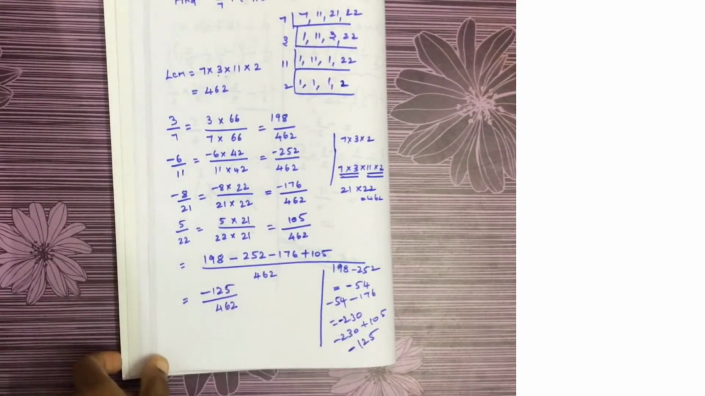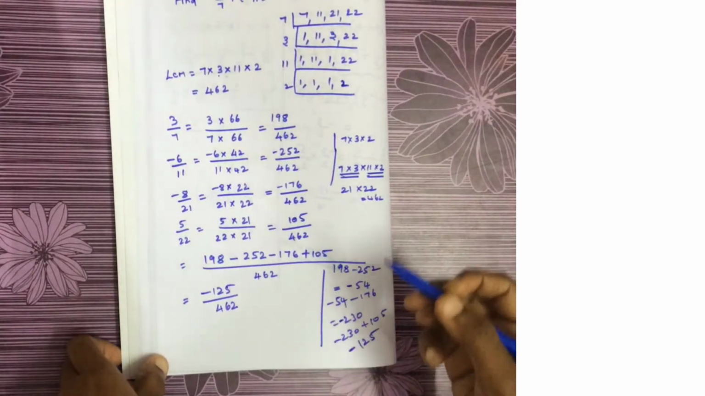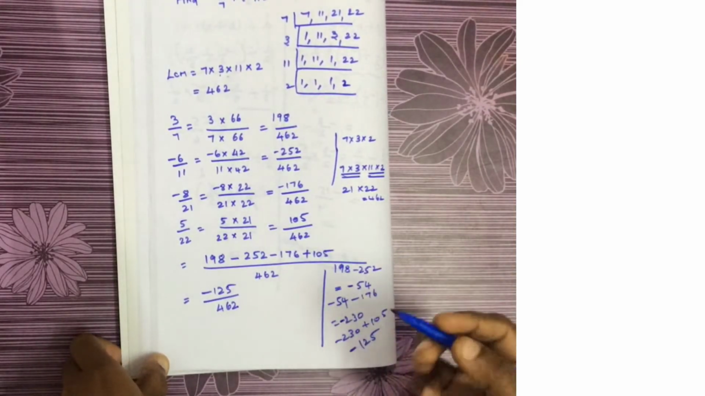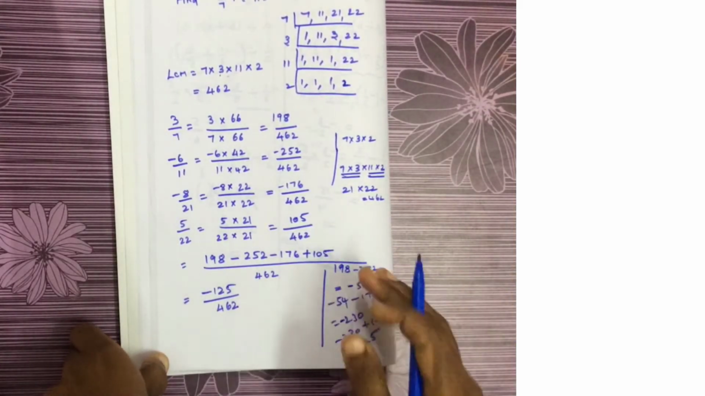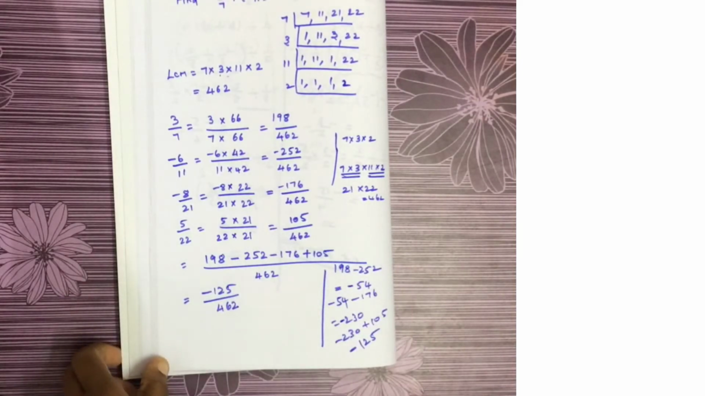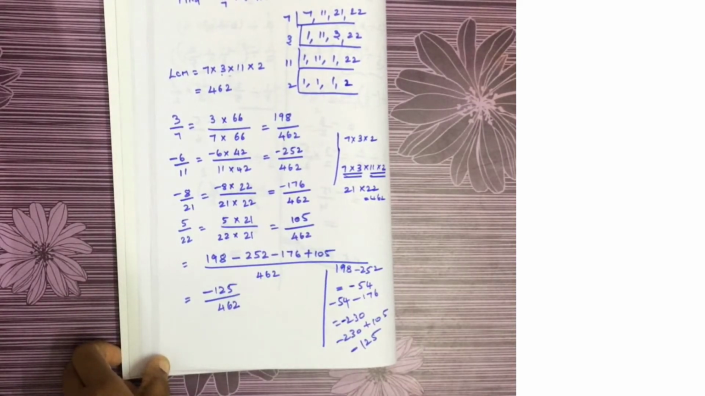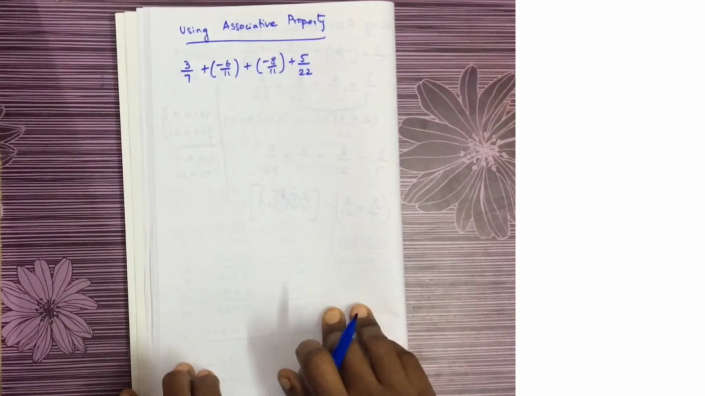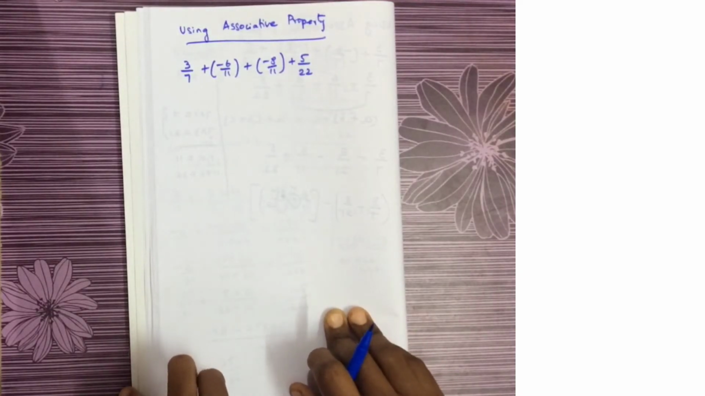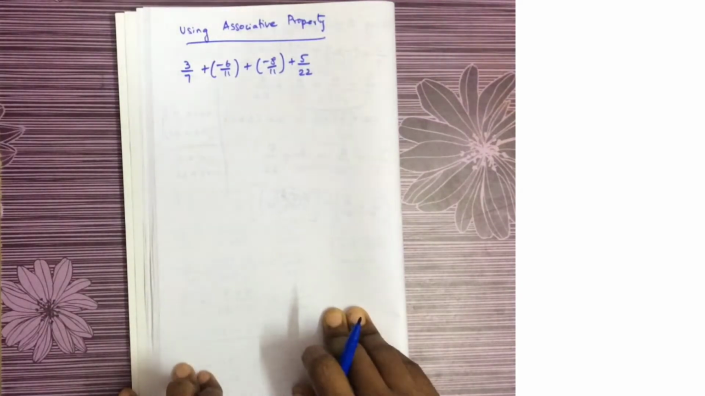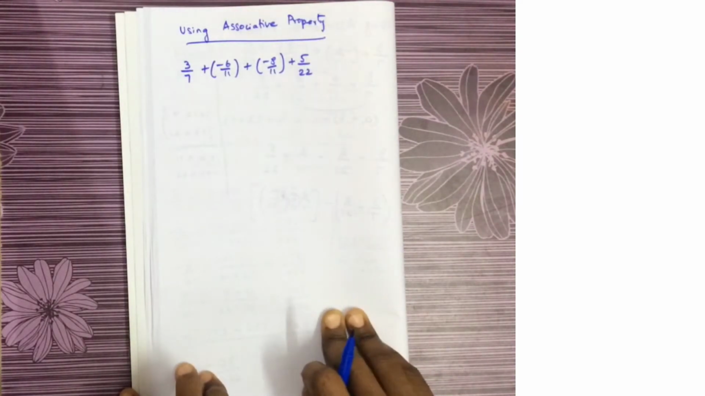By this we are completing this problem without using associative property. You can see the process is a little bit complicated, the numbers are big. So now I will tell how to solve this problem using associative property. Now we are going to solve the same problem using associative property. Now you will see what is the use of associative property.